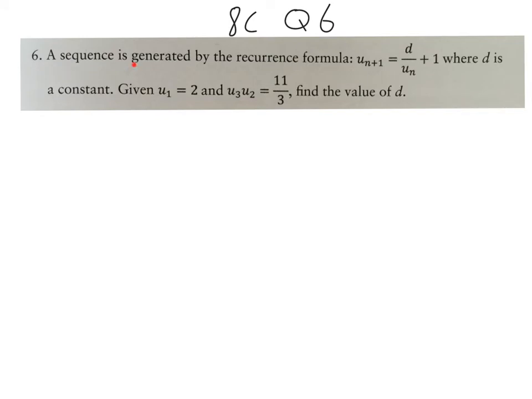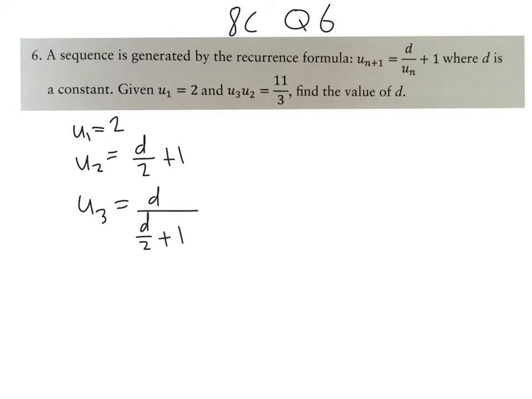Question 6. A sequence is generated by the recurrence formula u(n+1) equals d divided by u(n), plus 1, where d is a constant. Given u1 is 2 and u3 multiplied by u2 equals 11 thirds, find the value of d. So start off again, u1 is equal to 2. u2 from the recurrence relation would be d divided by 2, because it's the previous term, plus 1. And then u3 is going to be d divided by the previous term, which is d over 2 plus 1, plus 1.